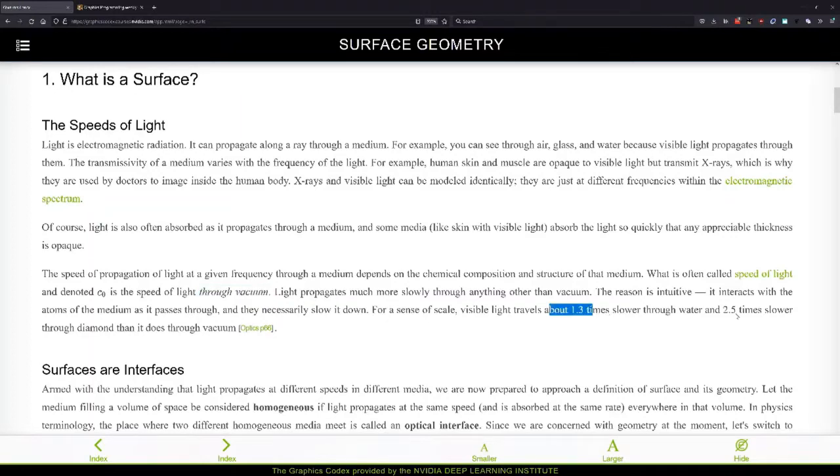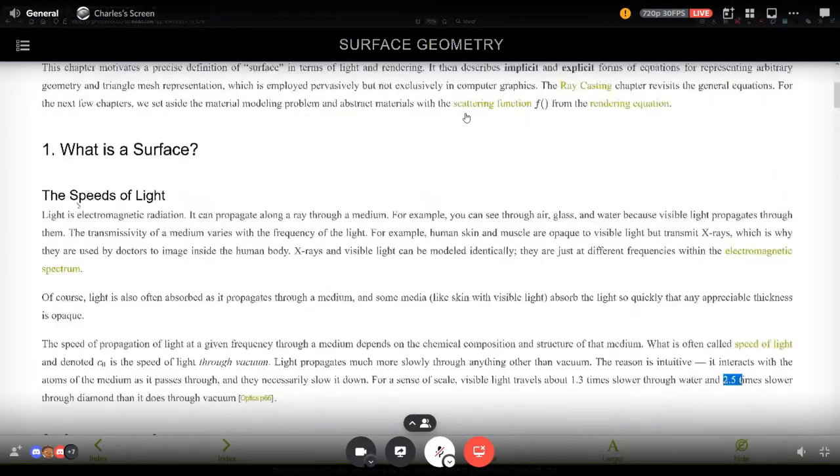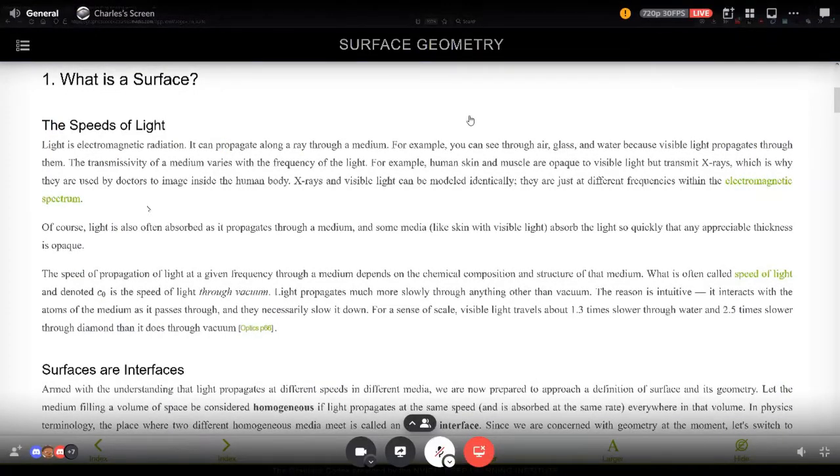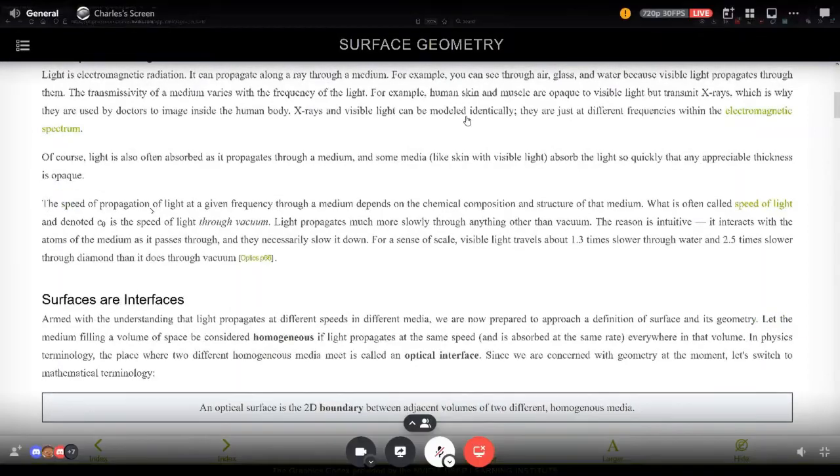1.3 times slower through water and 2.5 times slower through diamond. That's an interesting fact. So I think it's just trying to establish that light is a physical thing, a physics thing.